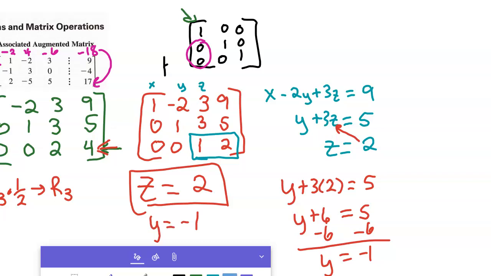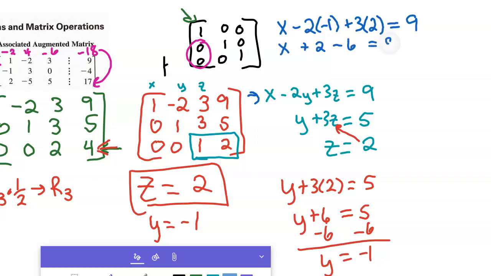What we can do after that is use back substitution again in this top equation here. Now you have x minus 2 times -1 plus 3 times 2, because that's z, equals 9. And so you'd have x plus 2 plus 6 equals 9. You should double check your signs. Make sure you don't have any sign errors. Every once in a while I'll pick one of those up. And so you'd have x minus 4 equals 9. You add the 4 and you get 13. x is 13.